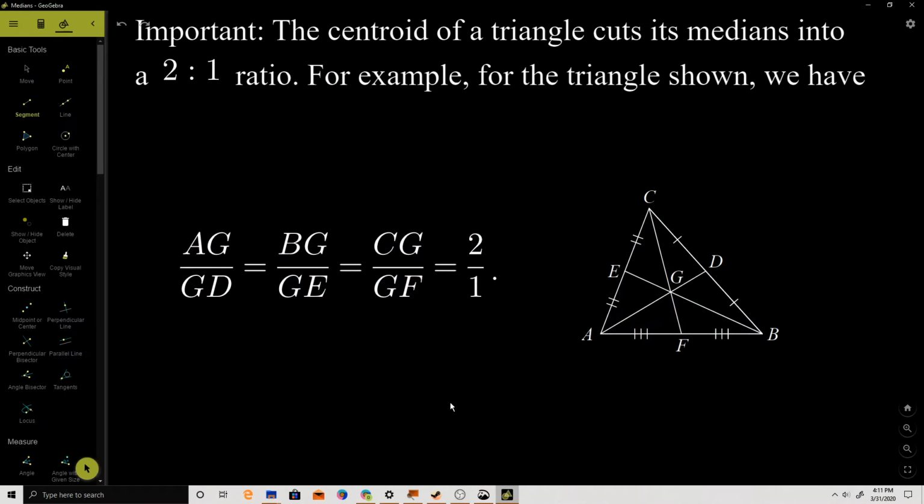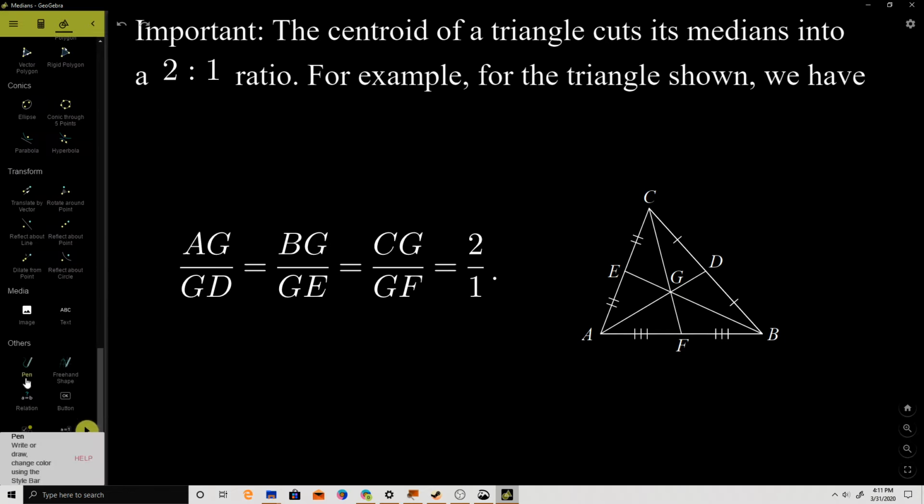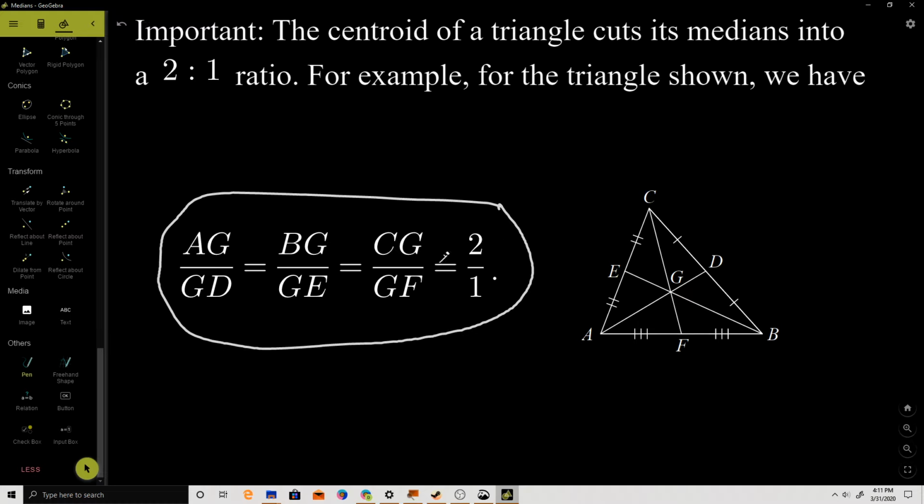Hello again. Now, in the last problem, we proved this interesting result that the centroid of a triangle cuts the medians in a 2-to-1 ratio. So, what we proved is the fact that all these ratios, AG over GD, BG over GE, CG over GF, are all equal to 2-to-1. The larger side of the median is twice as much as the smaller side. Now, how can we actually use this to our advantage?